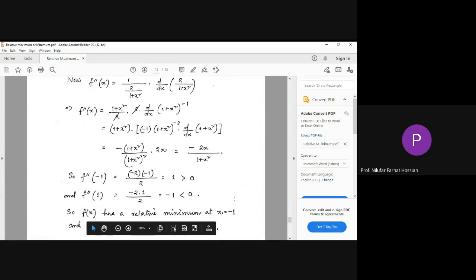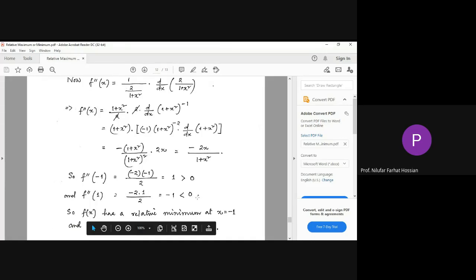Now we will check the values of this second order derivative when x equals minus 1 and when x equals plus 1. So let us put here x equal to minus 1. It will be minus 1 into minus 2, it will be plus 2 divided by 2, which is 1, and it is positive. And when you put x equal to 1, it becomes what? Minus 2 into 1, that means minus 2 by 2. It is minus 1, so negative.